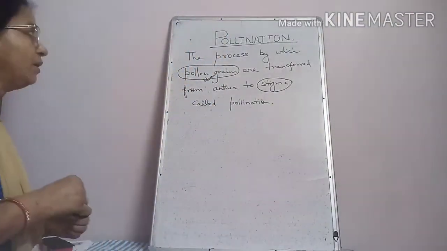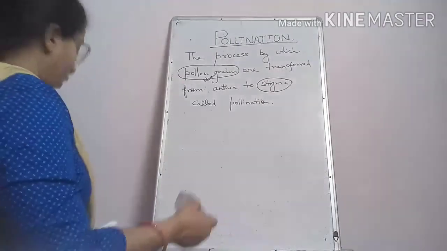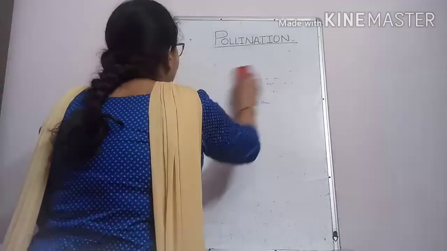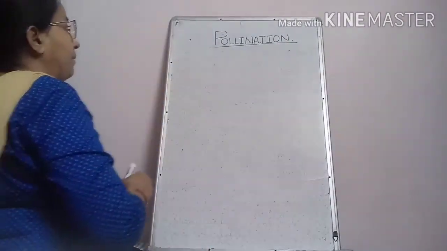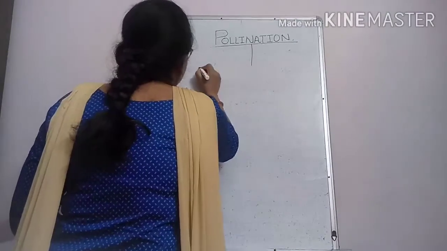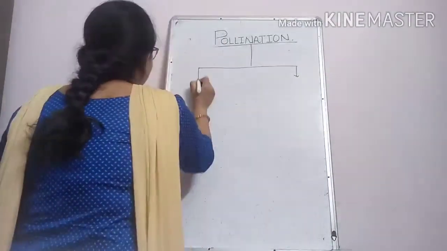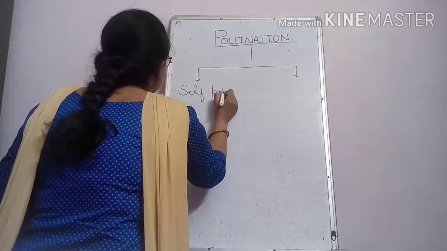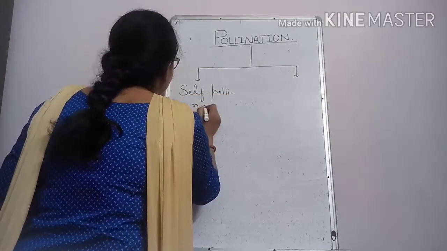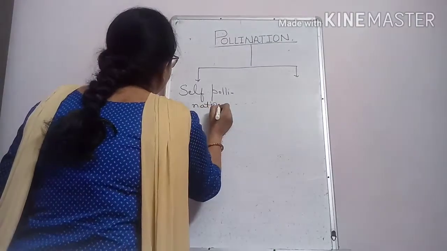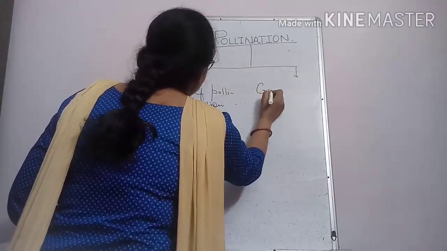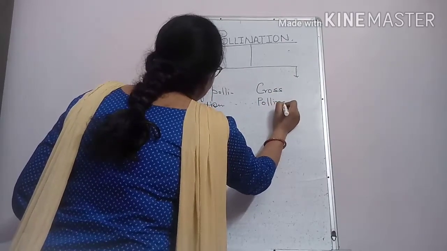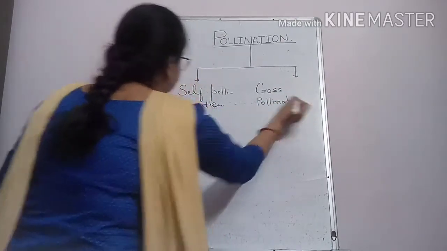Now come to the types of pollination. Pollination can broadly be divided into two parts. The first one is called self-pollination, and the second one is called cross-pollination. What is the difference between these two?